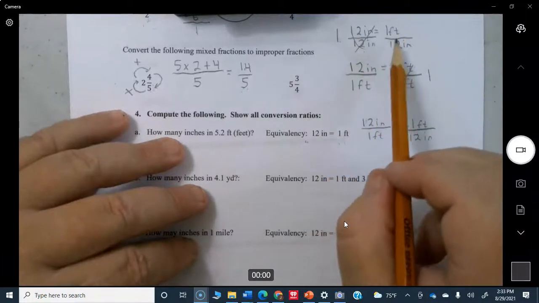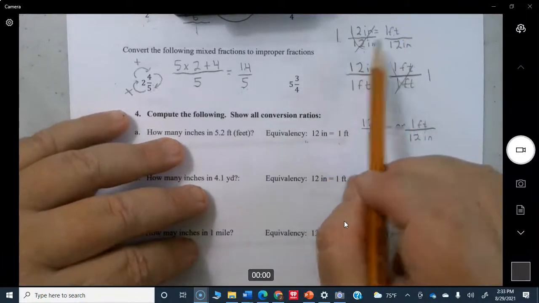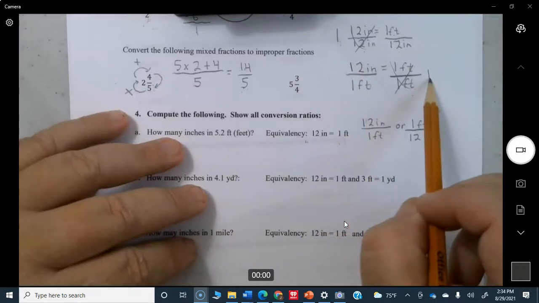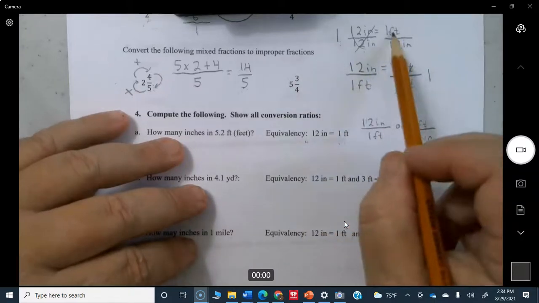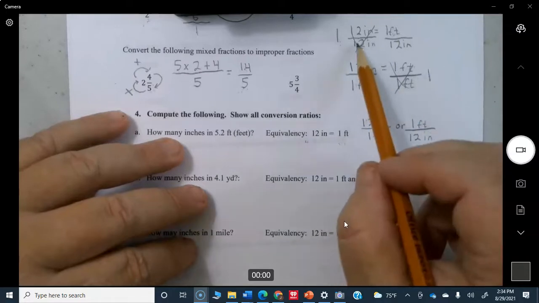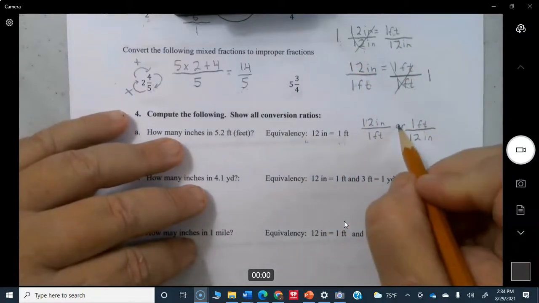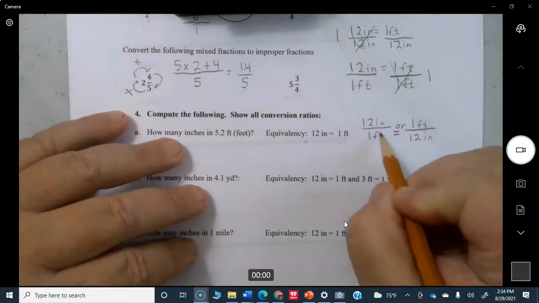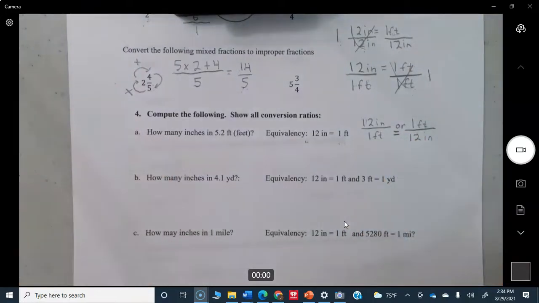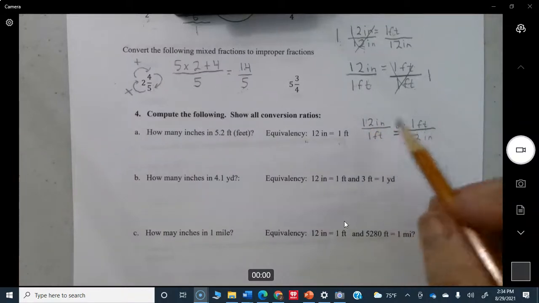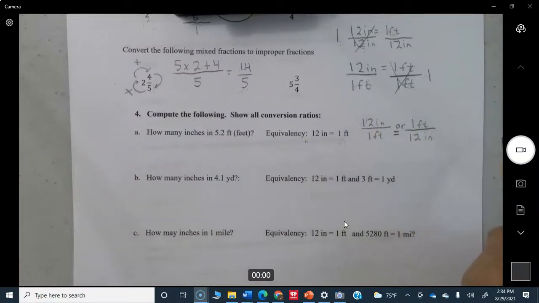If 1 foot over 12 inches equals 1, and 12 inches over 1 foot equals 1, then it stands that these two have to equal each other. They both equal the same thing, which is 1, so that means they have to equal each other. So that means these two truly are equal to each other. But I usually write the "or" because the idea is you're going to make a decision which of these you're going to use.